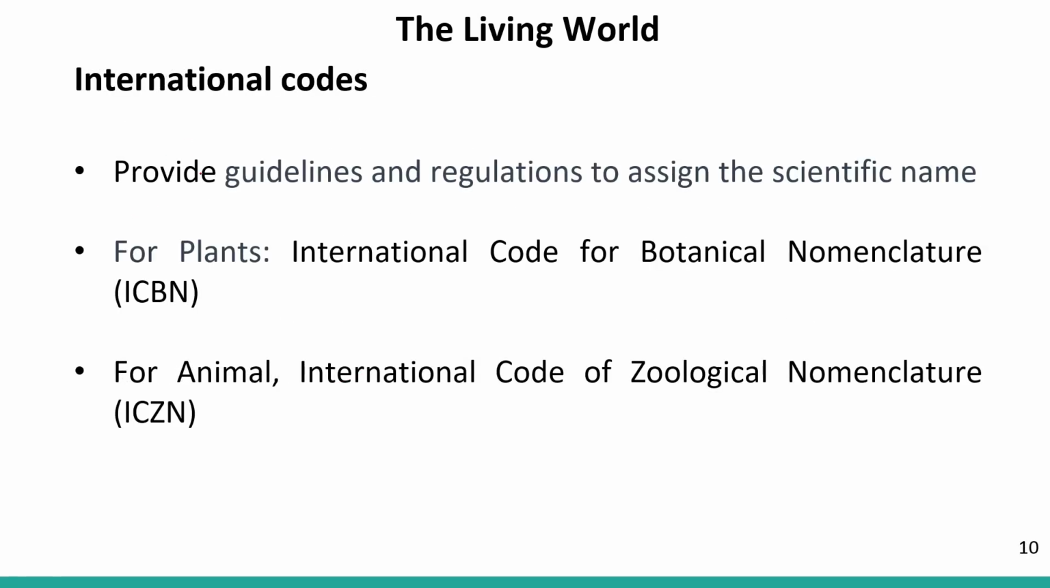Now, let's talk about the international codes. International codes provide guidelines and regulations to assign the specific scientific name. For plants, there is the International Code for Botanical Nomenclature. And for animals, we have the International Code of Zoological Nomenclature. You have to remember this: ICBN and ICZN.